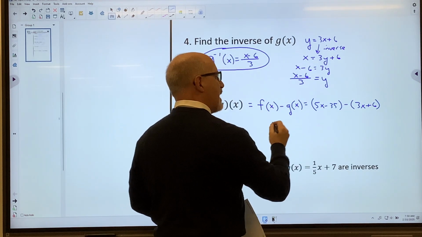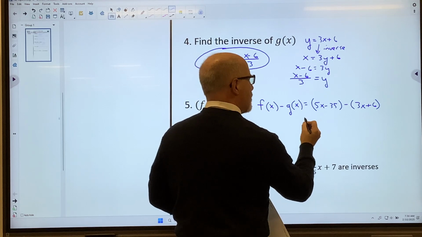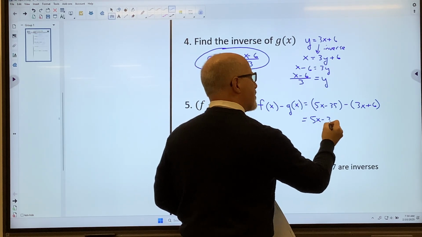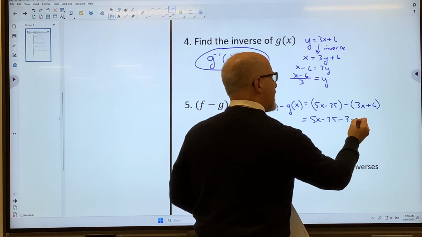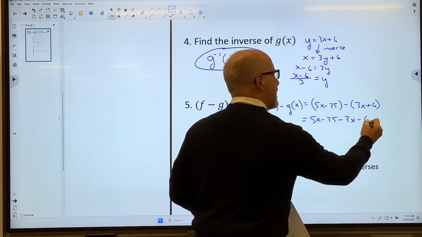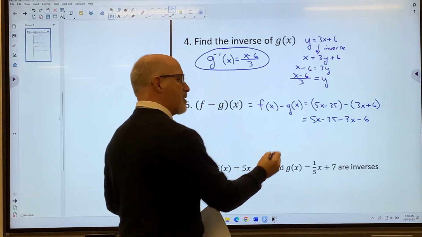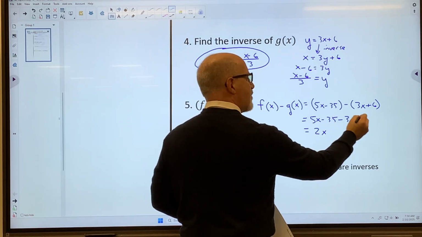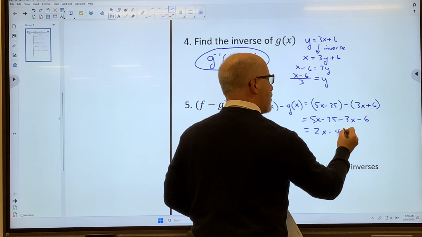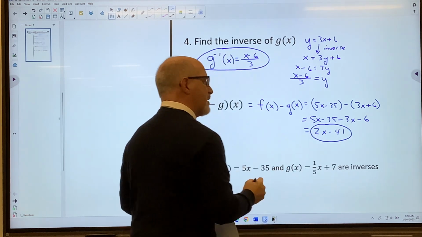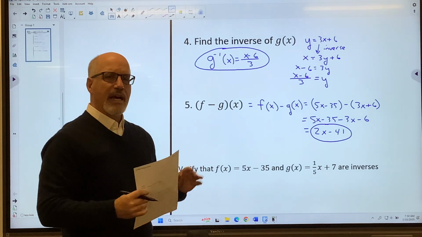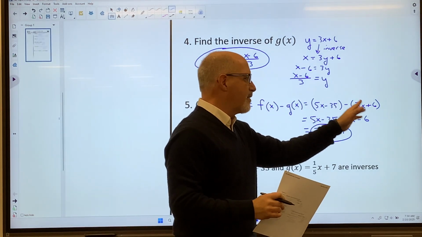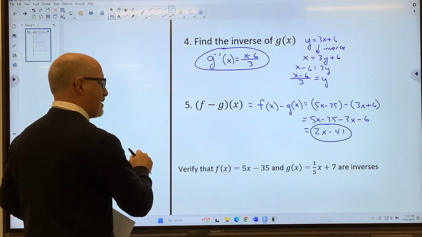All right, now let's go ahead and figure out what these two are. So let's go ahead and distribute first. So 5x minus 35 minus 3x, and then distribute it through to that and get a minus 6. Now let's combine like terms. 5x minus 3x is 2x. Negative 35 minus 6 is negative 41. So that's my answer for subtracting the two. Again, I can't emphasize enough, make sure that negative gets distributed through the second parentheses.